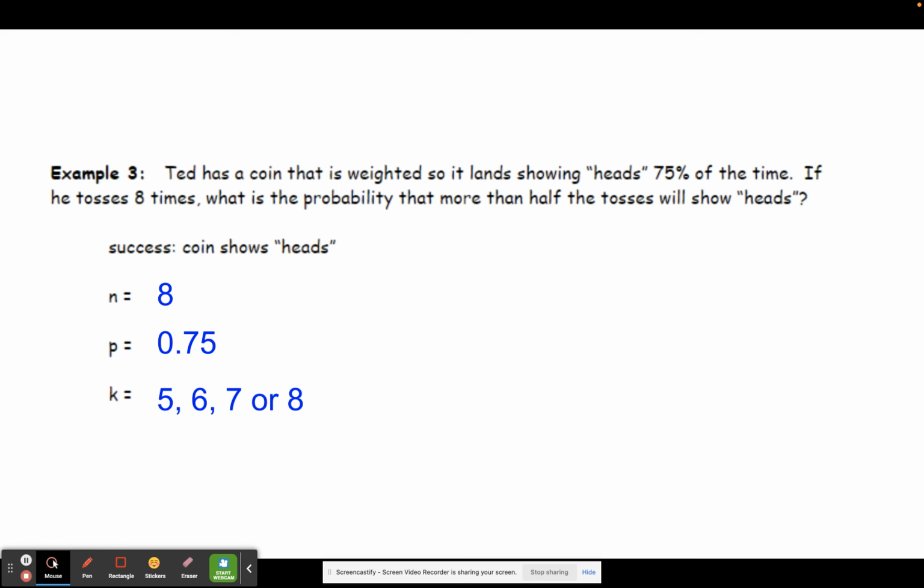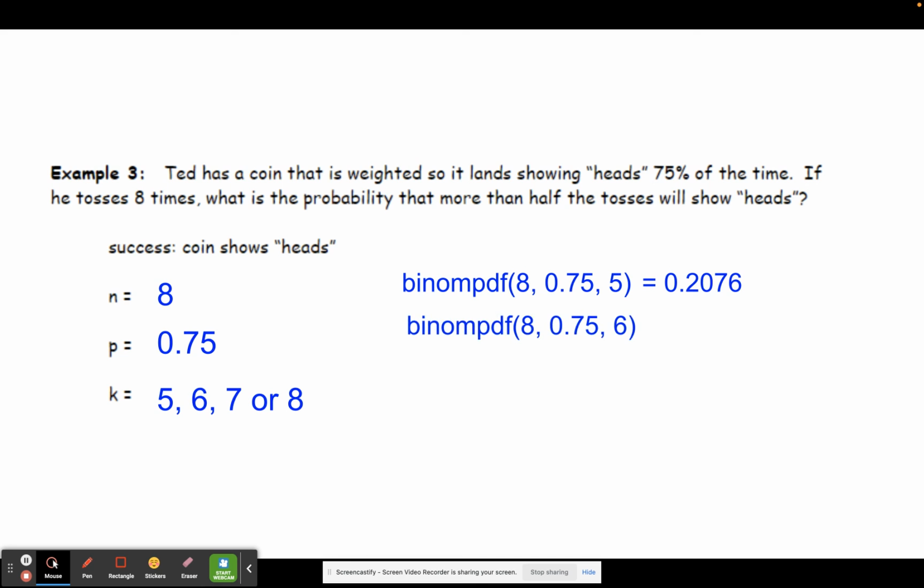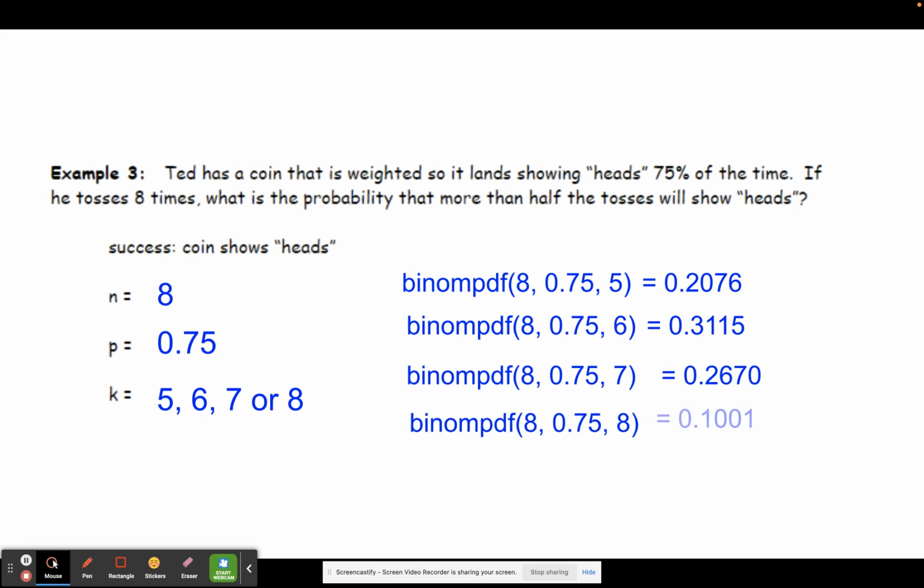So this one would be very time consuming with the formula because we'd have to calculate 4 separate probabilities and then add them together. But with a calculator shortcut, it goes much more quickly. So this would give us the probability of the coin showing heads 5 times. This one would give us the probability that the coin would show heads 6 times. This would be for 7 times. And this one would be for 8 times, right? So we do those 4 separate probabilities, add those together, and the total probability would be 0.8862.